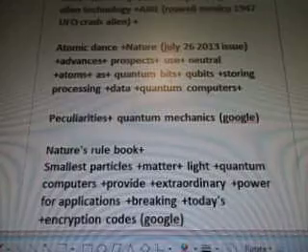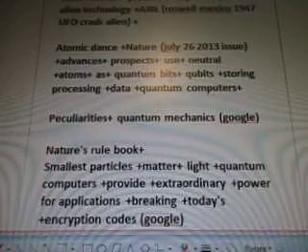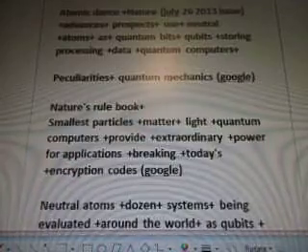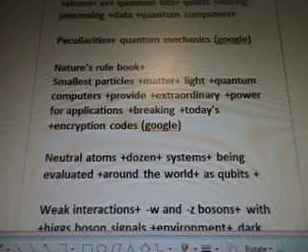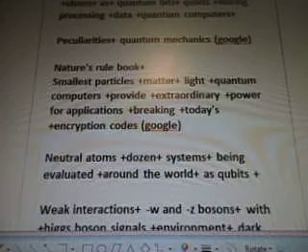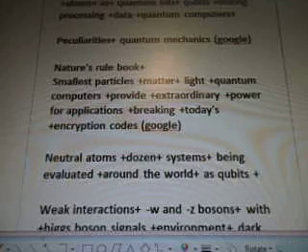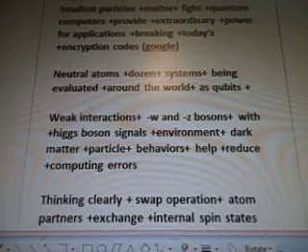Advances prospects use neutral atoms as quantum qubits, storing processing data quantum computers. Peculiarities, quantum mechanics. Nature's rulebook, smallest particles, matter-like quantum computers provide extraordinary power for applications breaking today's encryption codes. Neutral atoms, dozens systems being evaluated around the world as qubits.